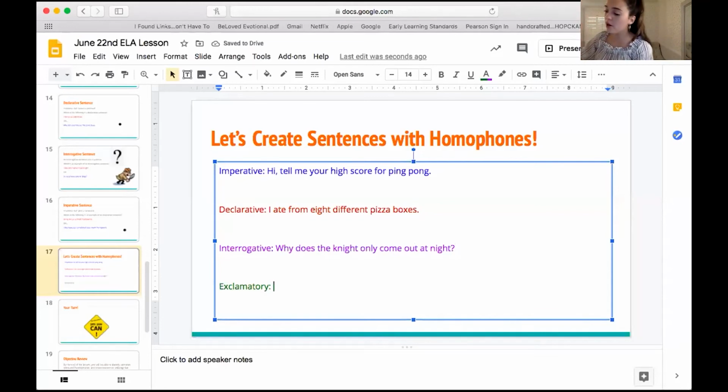And for this one, remember, we are saying something exciting. We are exclaiming something. So we can make this one just very happy and exciting. So for this sentence, let's think of homophones that we would like to use. What homophones do you guys want to use? I'm going to use homophones, but you guys don't have to use the same ones. You can build your own sentence.